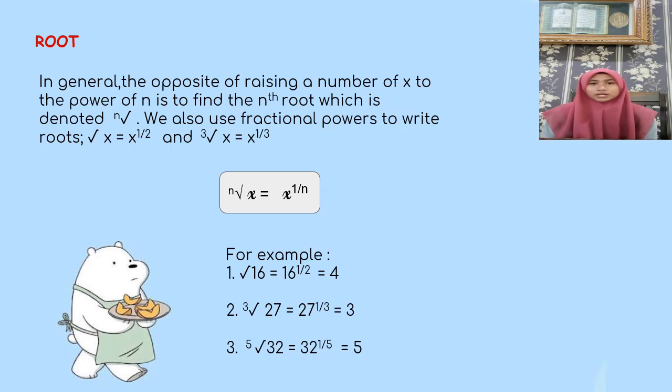Okay, for example, the square root of 16 is equivalent to 16 to the power of 1 over 2, or equivalent to 4. The cube root of 27 is equivalent to 27 to the power of 1 over 3, equivalent to 3. And the fifth root of 32 is equivalent to 32 to the power of 1 over 5, equivalent to 2.